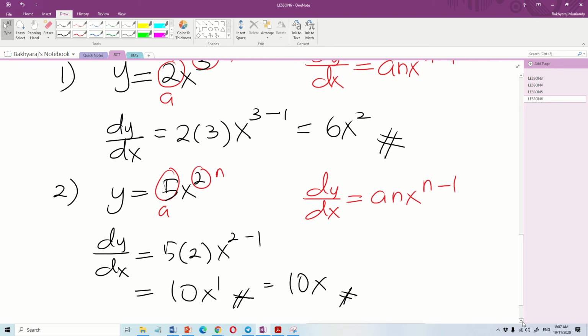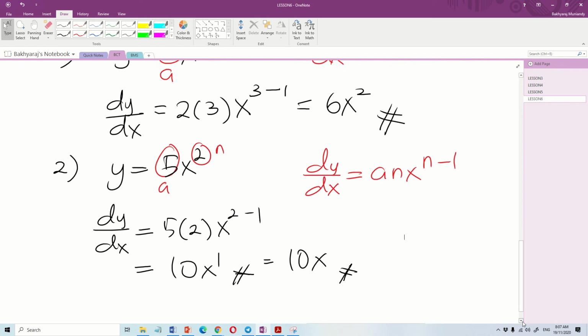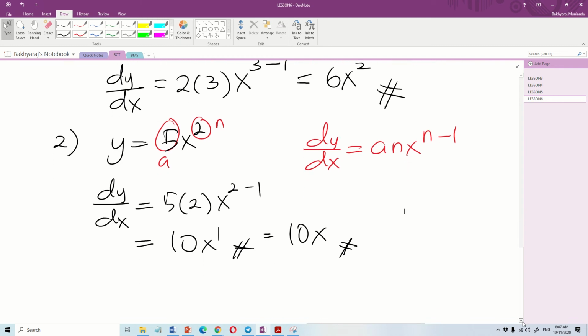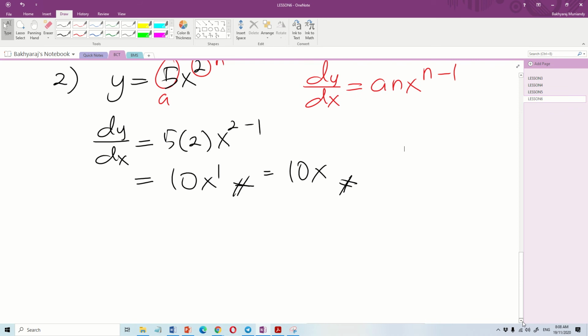Okay, next kita try number 3. Question 3, I have y equals 5x. Macam mana kita nak selesai ni?